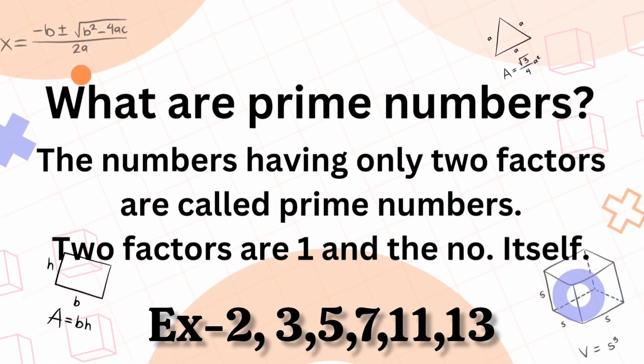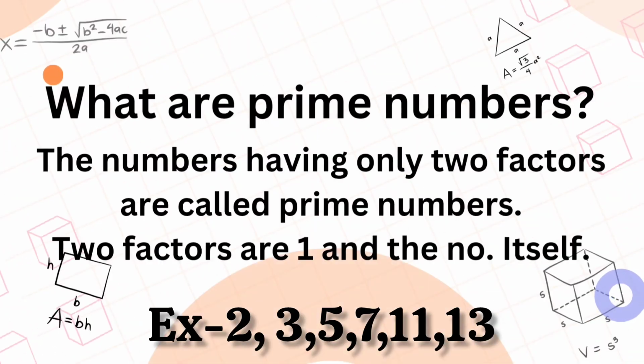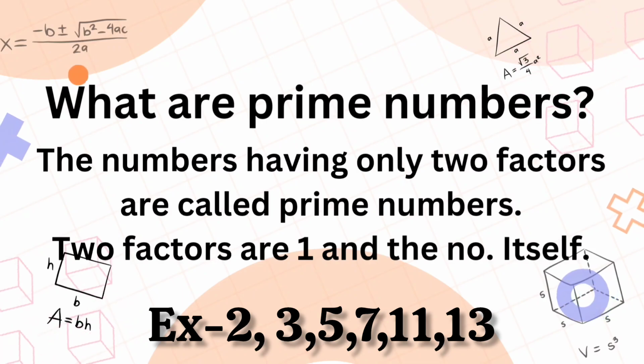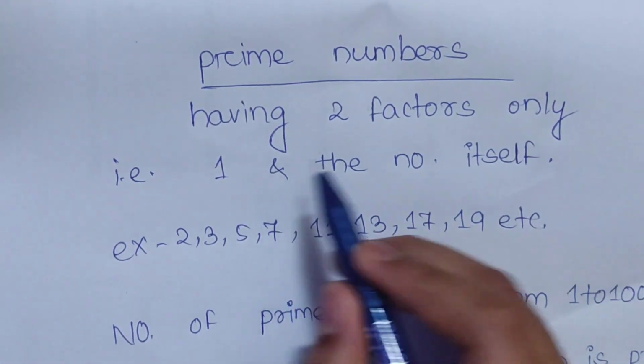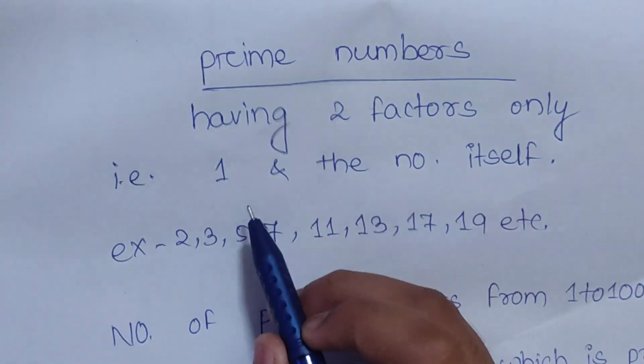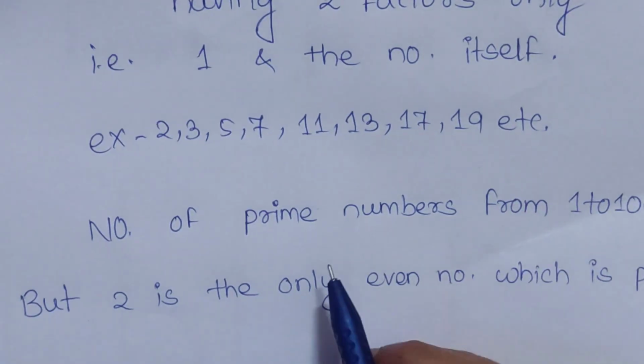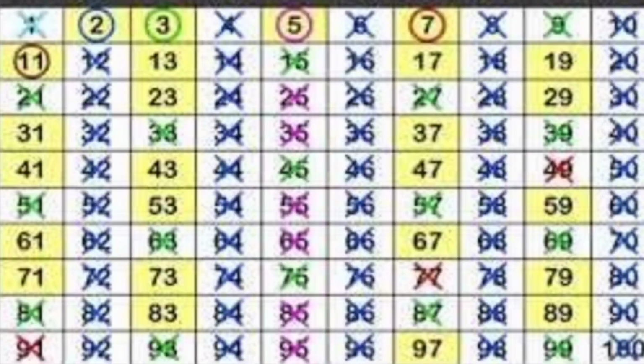Example: 2, 3, 5, 7, 11, 13. These prime numbers have only 2 factors, that is 1 and the number itself. Here one question arises in my mind. How many prime numbers are there from 1 to 100?